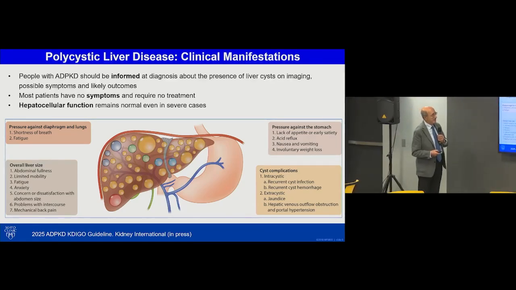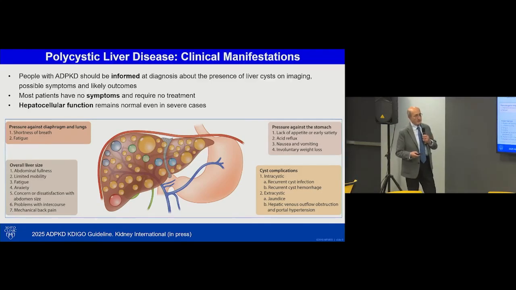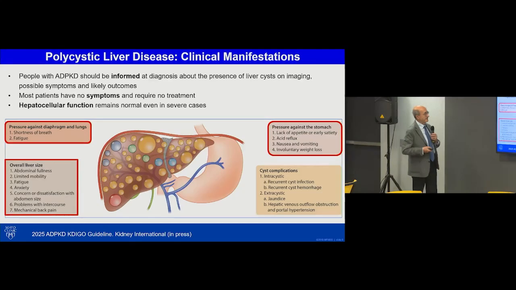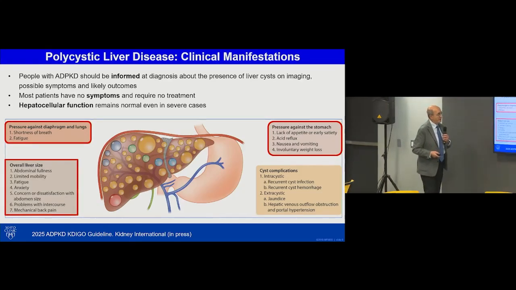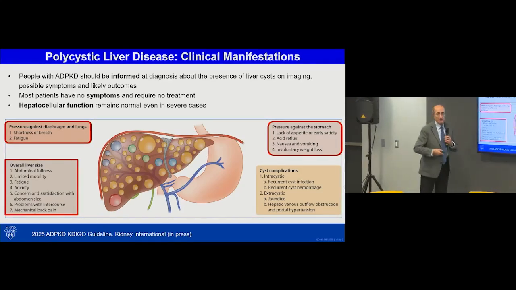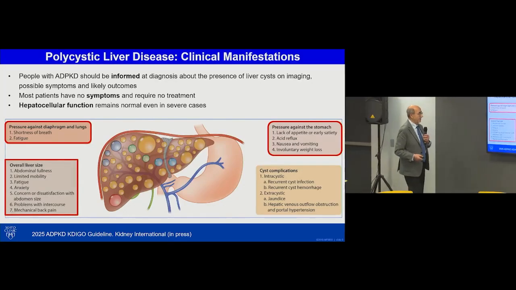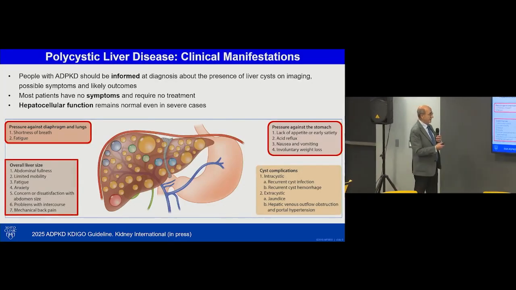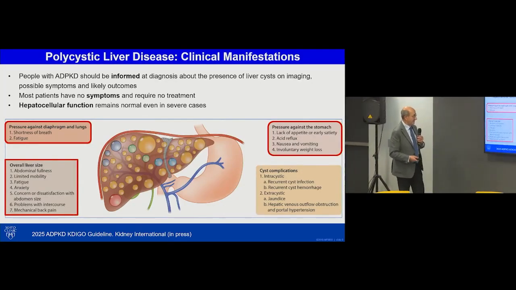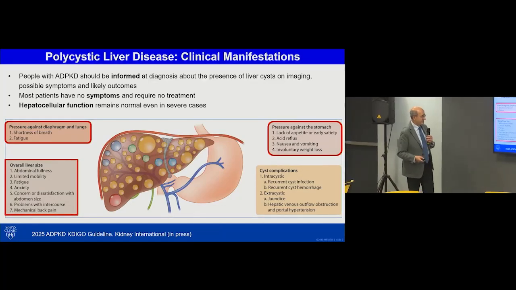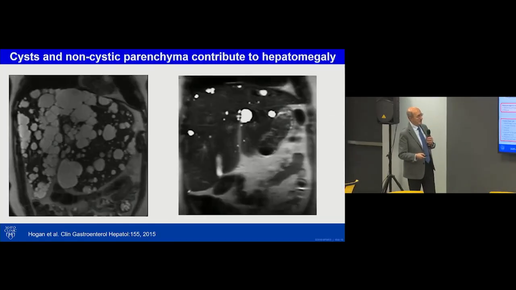As you already heard, the symptoms of polycystic liver disease relate mostly to the hepatomegaly, to the enlargement of the kidney, and maybe pressure against the diaphragm and the lungs, pressure on the stomach and digestive system, or just abdominal fullness with limited mobility, fatigue, and other concerns, and mechanical back pain because of the weight that you carry in front. There are other symptoms related to complications that I will leave for the end.